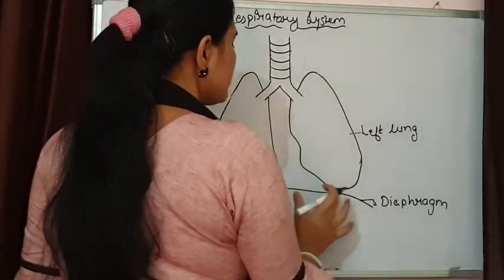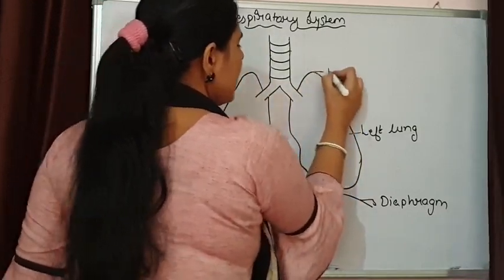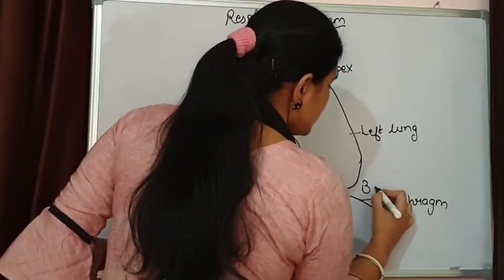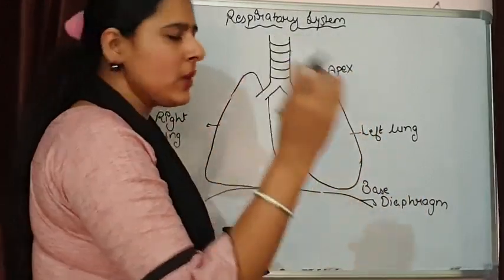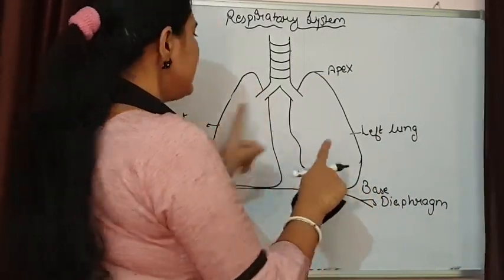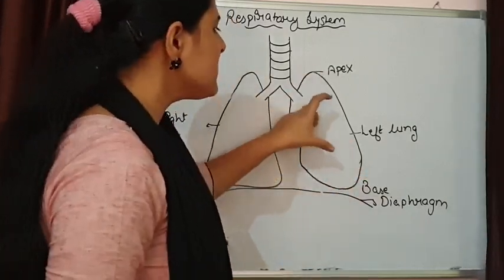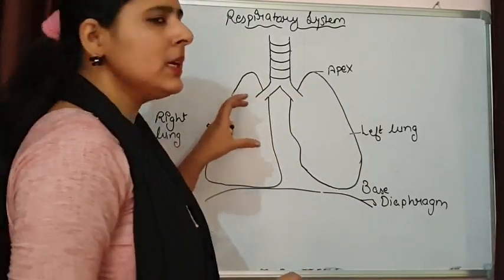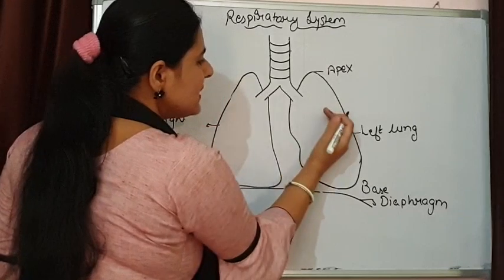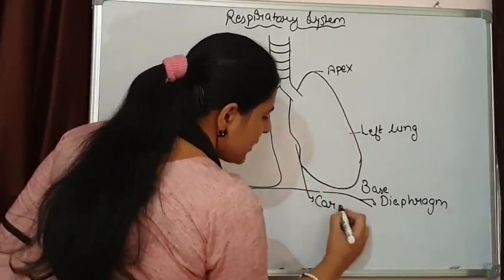Now if we see the structure of the lungs, the upper part of the lungs is very narrow and is known as the apex region, while the base is broad. So the apex is narrow and the base is broad. And if we see the structural difference between the right and left lung, firstly their size varies. The left lung is smaller as compared to the right lung. Plus there is a specific notch-like structure present in the left lung that is not present in the right lung. This is the cardiac notch.